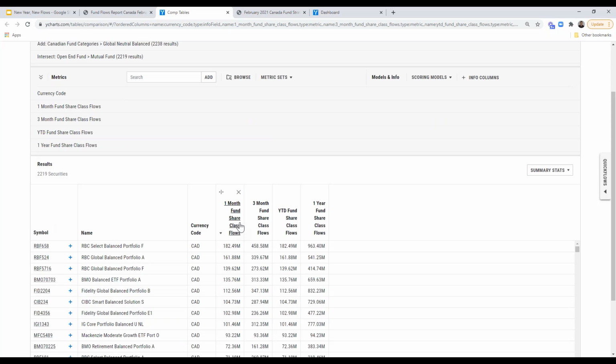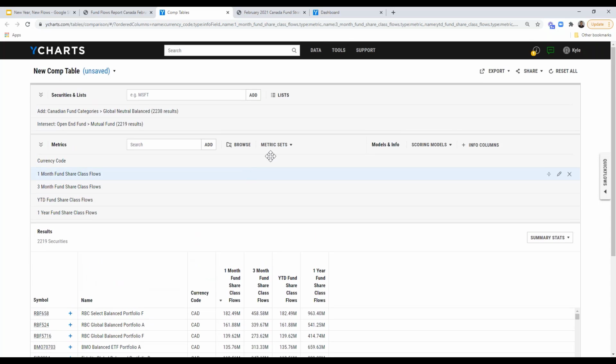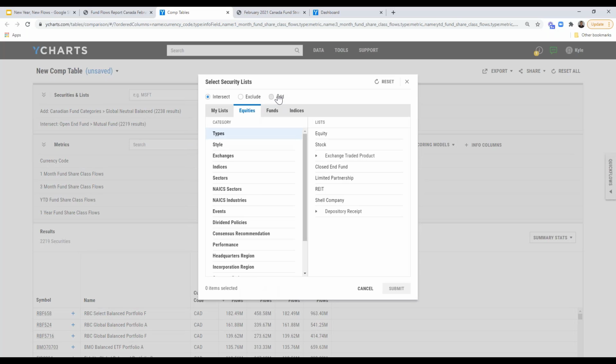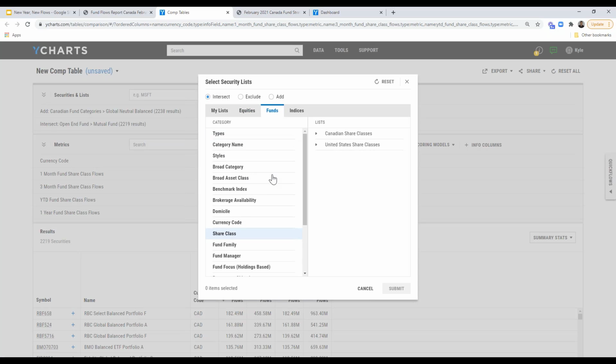So if I want to look at the individual fund flows, I see I have a couple different share classes here. I can use a filter by clicking this list option up near the top, choosing the funds tab, and then share class. I open up my Canadian share classes, and if I mostly work with advisors that are using fee-based advice share classes or F shares, I can choose that and limit that list.